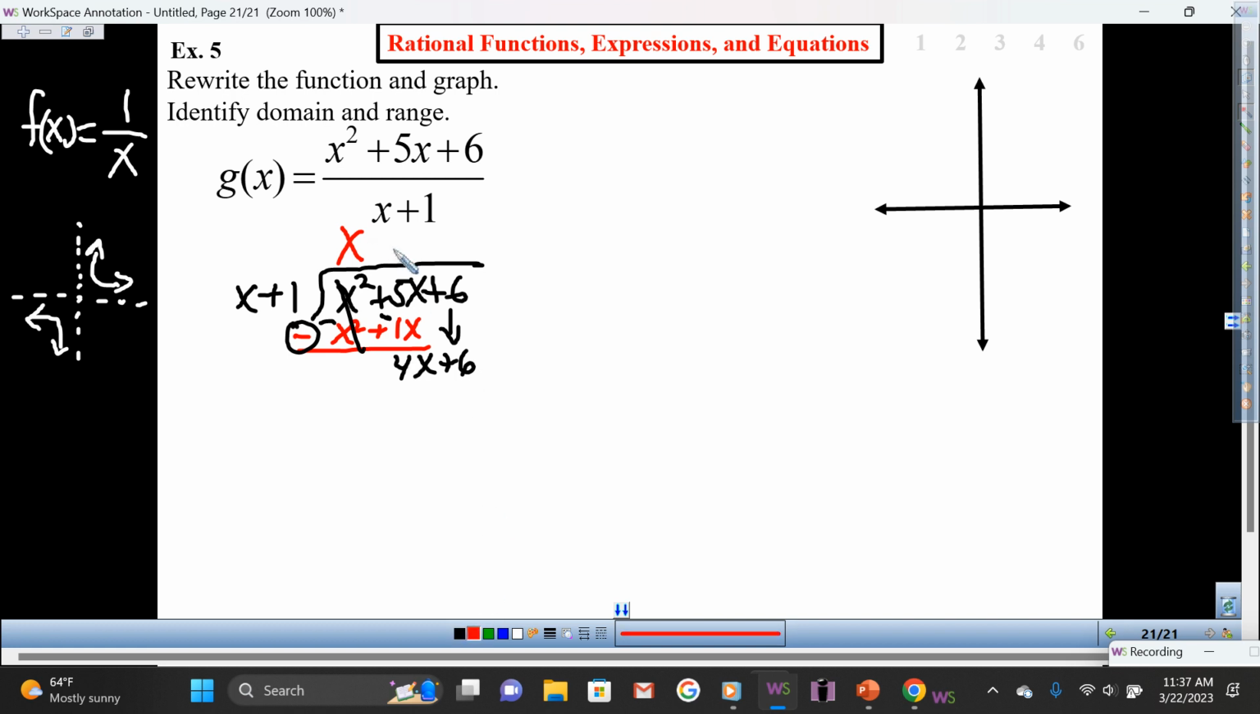Next, what number times x gives me 4x? Positive 4. So 4 times x is 4x. 4 times 1 is 4. Subtract. Distribute that one here and here. Cancels. What is 6 minus 4? 2. My remainder. So how do I write this as my answer?